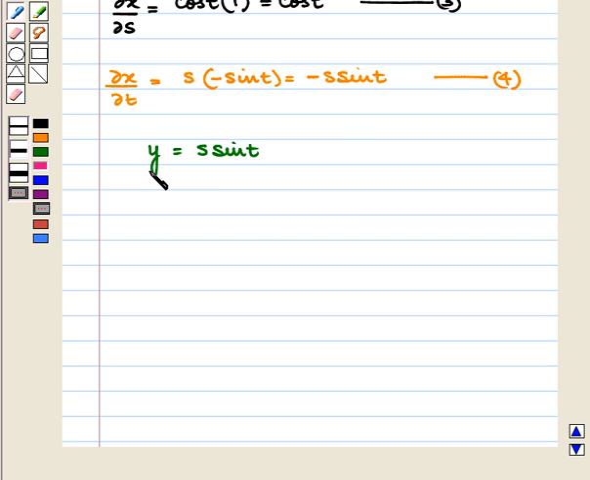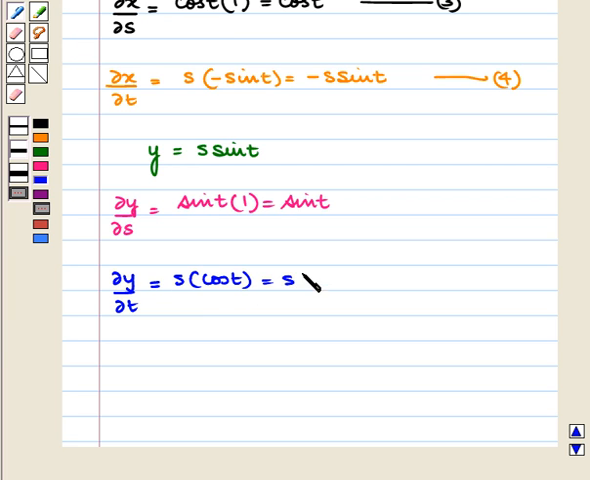Now we have y equal to s sin t. Differentiating partially y with respect to s, treating t as constant, we get del y by del s is equal to sin t into 1, which is equal to sin t. Again differentiating y equal to s sin t with respect to t, treating s as constant, we get del y by del t is equal to s into cos t equal to s cos t. We name these as equation 5 and equation 6.